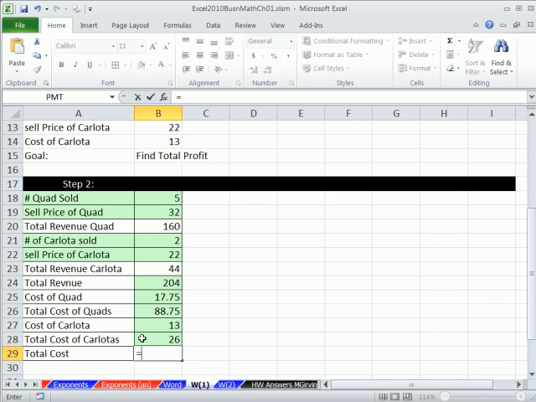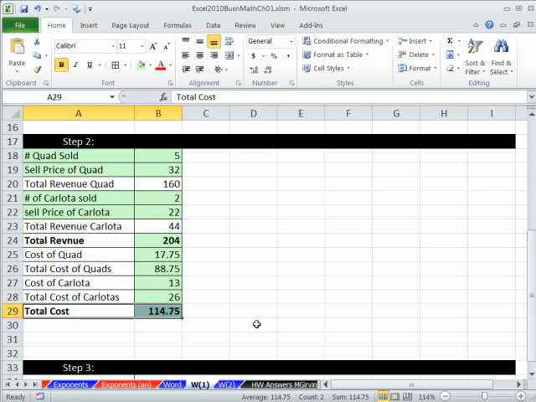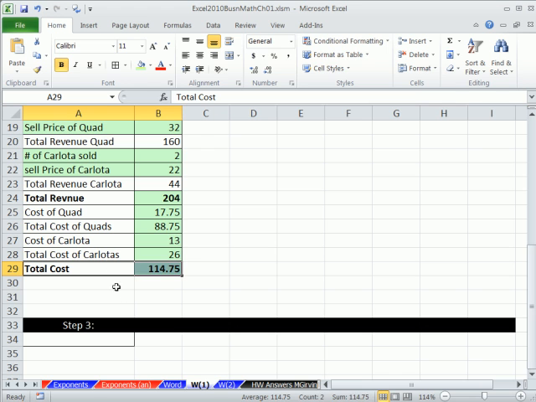equals, well, that's the total cost of the Carlotas plus total cost of the quads. Now I'm going to add some green to that cell. Now we have our total cost and our total revenue. I'm actually going to highlight this and add some bold, Control B, just because those are the two overall numbers I was trying to get.